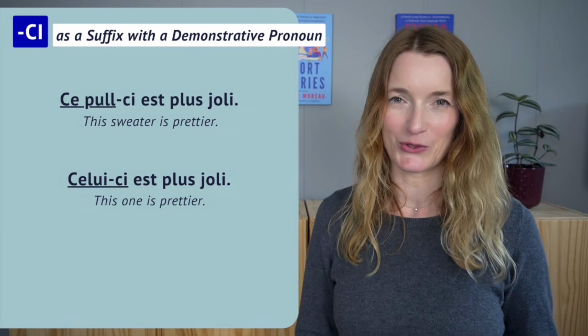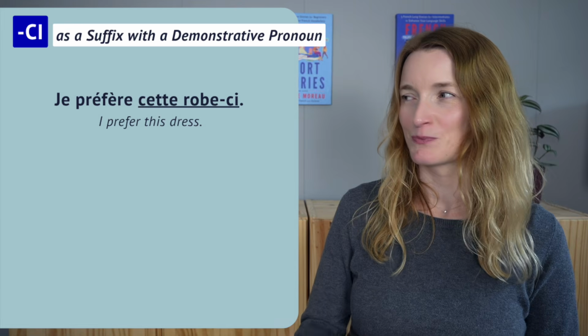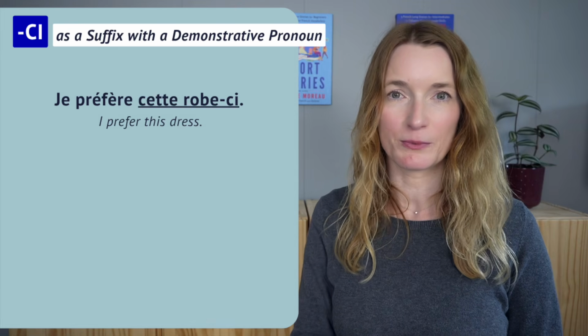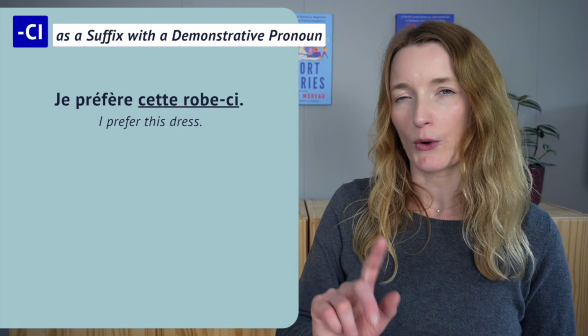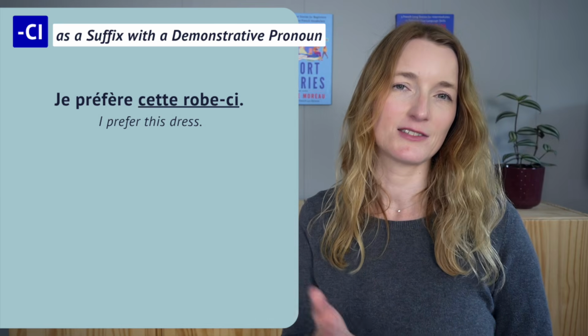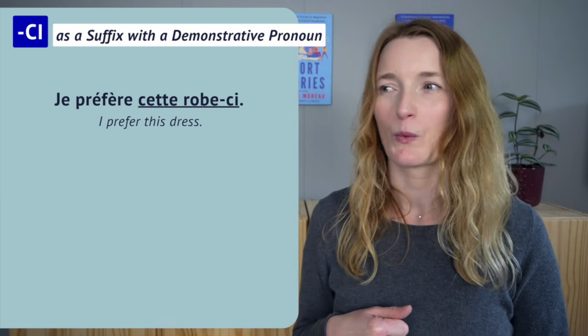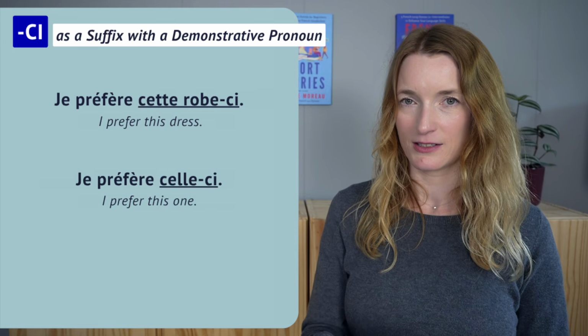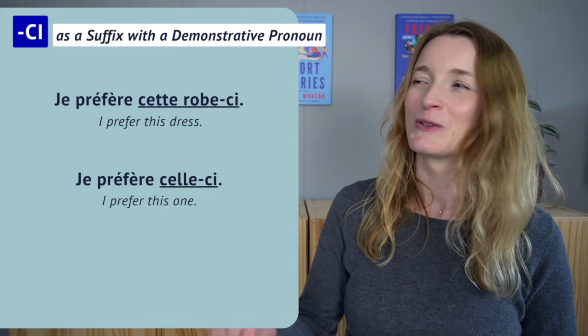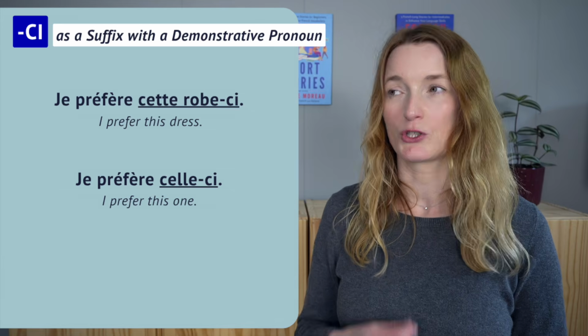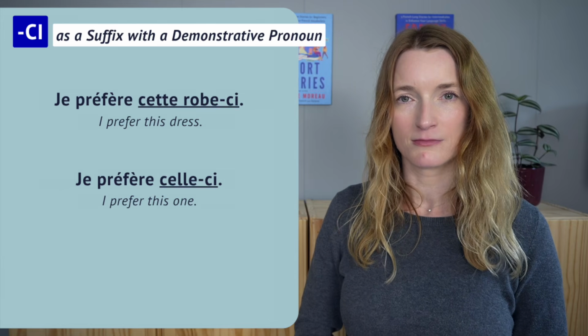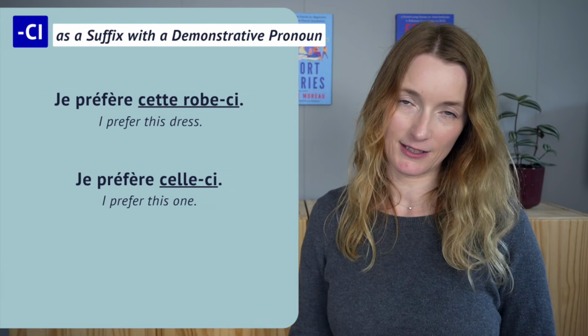Celui-ci est plus joli. Now with cette, je préfère cette robe-ci. Cette robe-ci. Je préfère cette robe-ci. We are going to replace cette robe with celle. Je préfère celle-ci.